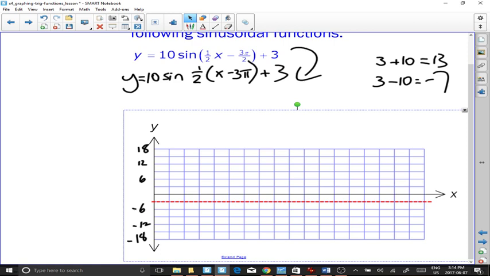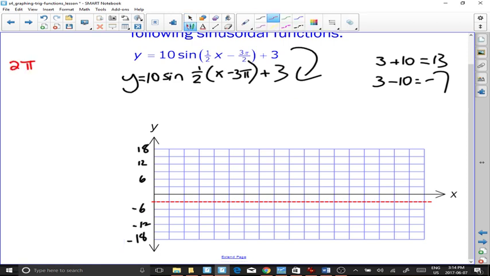Half. So this is kind of goofy, but to find the period, we take 2 pi and divide it by half. Before you rack your brain trying to figure out what that is, think of it this way: if you have 2 pizzas and everyone has half a pizza, how many people can eat the pizzas? 4 people can eat, right? There's 4 halves in 2, so it's 4 pi. So 4 pi is our period.